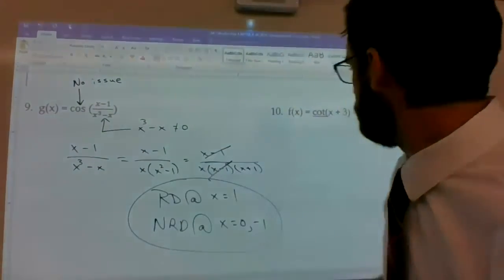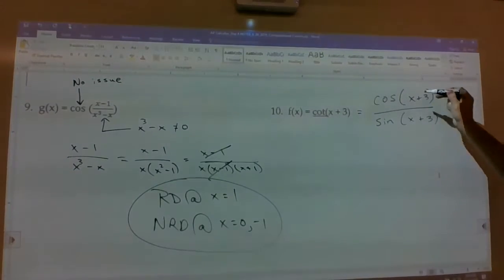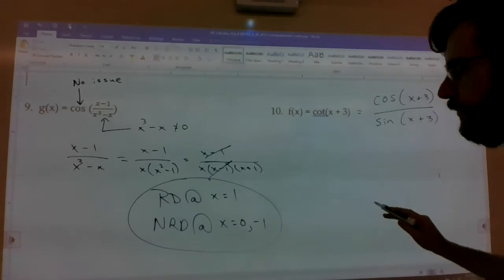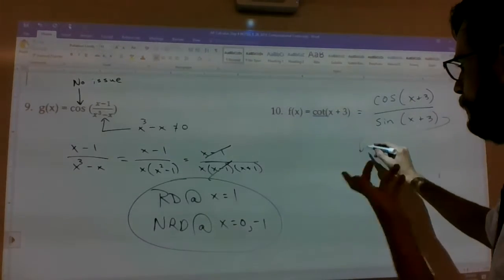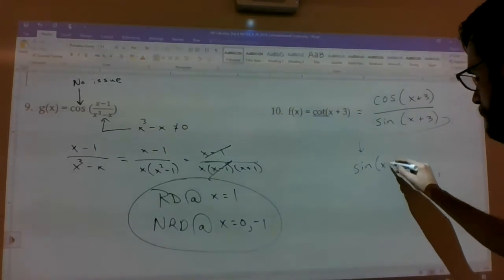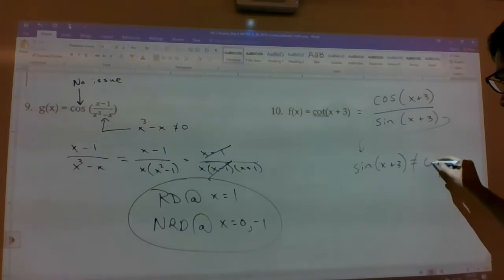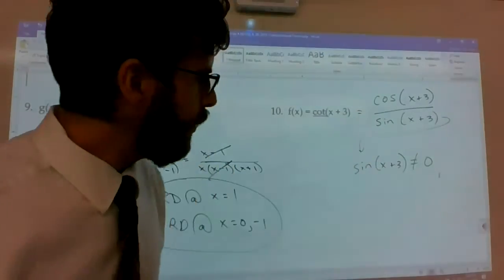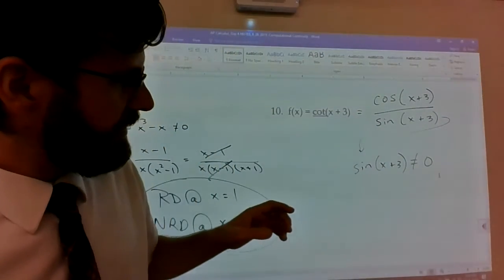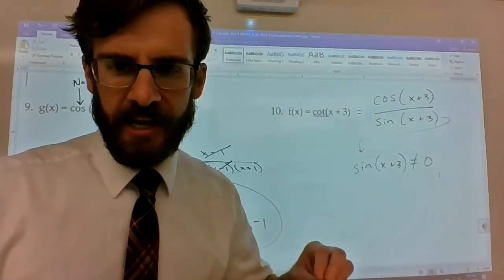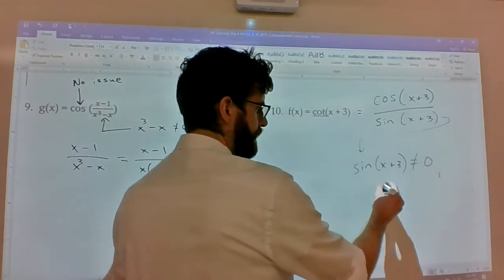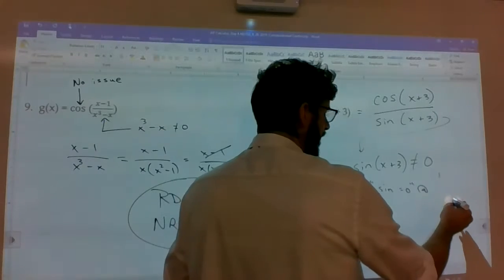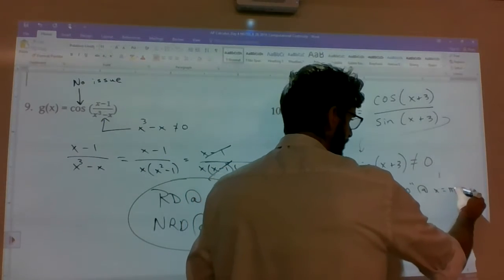So here's the deal. There's no domain issue with cosine or sine when you put a polynomial inside of the parentheses. It's sort of the angle for it. But the bottom still can't equal 0. And this is kind of a tricky thing. What we're saying is that, you would normally say sine equals 0 at x equals pi n, all right?